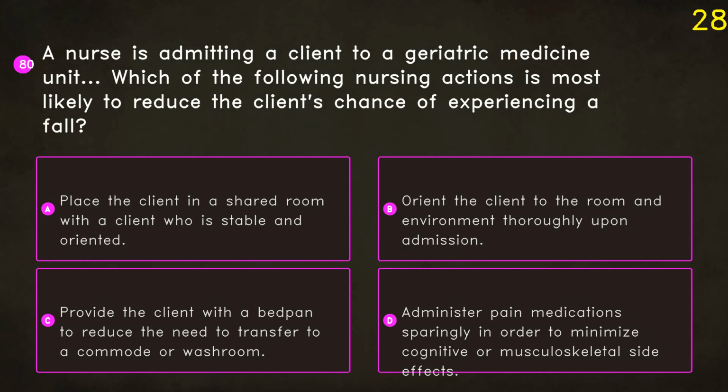Question 80. A nurse is admitting a client to a geriatric medicine unit. Which of the following nursing actions is most likely to reduce the client's chance of experiencing a fall? A. Place the client in a shared room with a client who is stable and oriented. B. Orient the client to the room and environment thoroughly upon admission. C. Provide the client with a bedpan to reduce the need to transfer to a commode or washroom. D. Administer pain medications sparingly in order to minimize cognitive or musculoskeletal side effects.